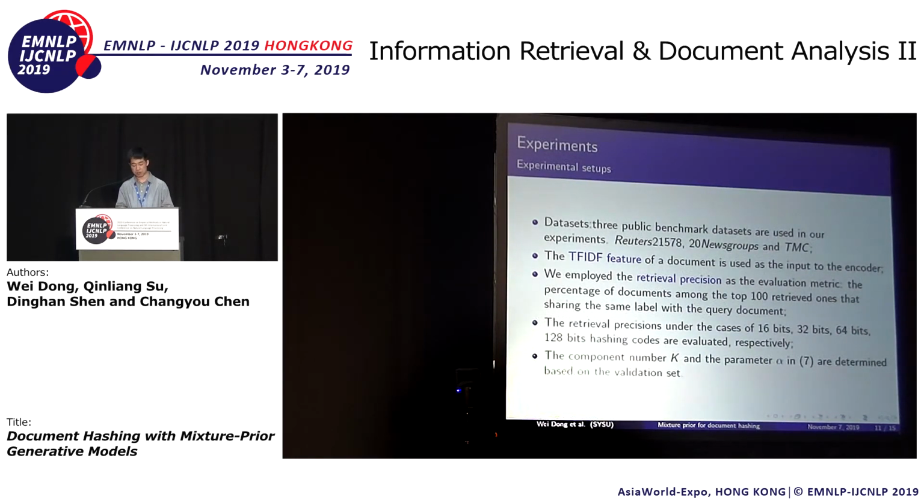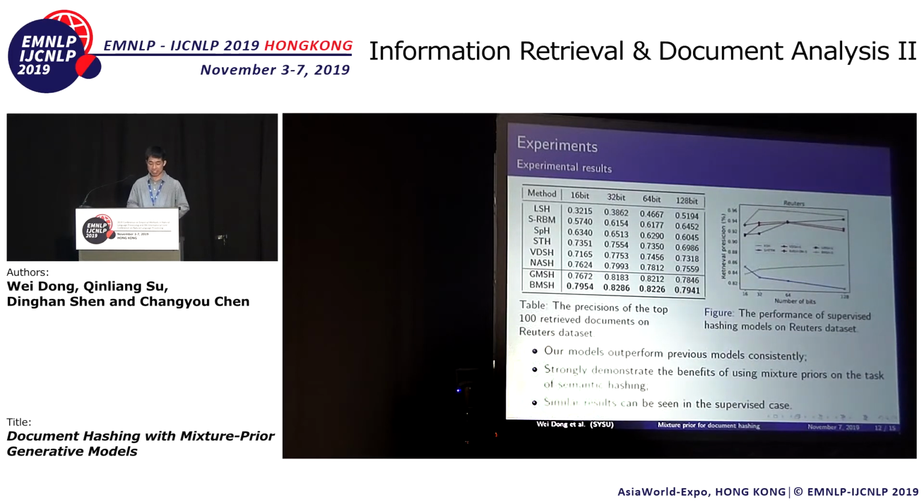We employed the retrieval precision as the evaluation metric, which is the percentage of documents among the top 100 retrieved ones that share the same label with the query document. The retrieval precision is evaluated under 16, 32, 64, and 128 bit hashing codes respectively. And the component number K and the parameter alpha in equation 7 are determined based on the validation set.